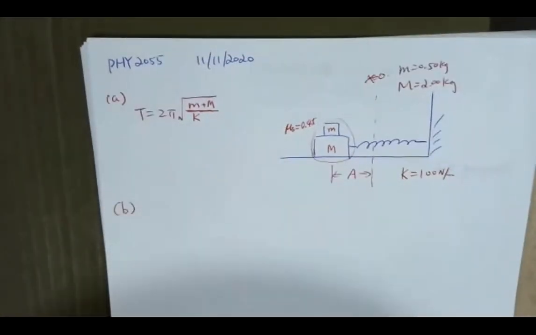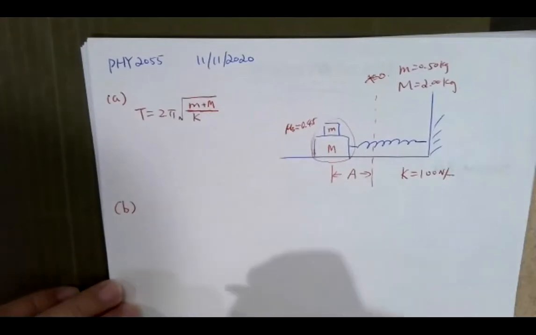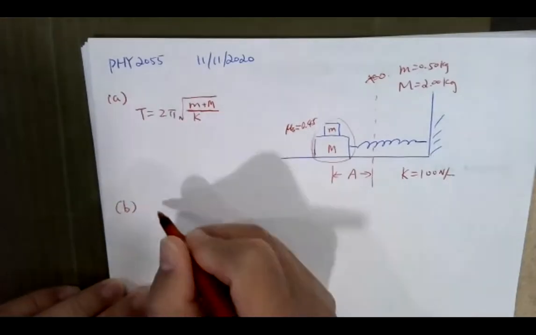Part B is asking what's the largest amplitude of motion that will allow the blocks to oscillate without the smaller one sliding off. Okay, so it's looking for the maximum amplitude.